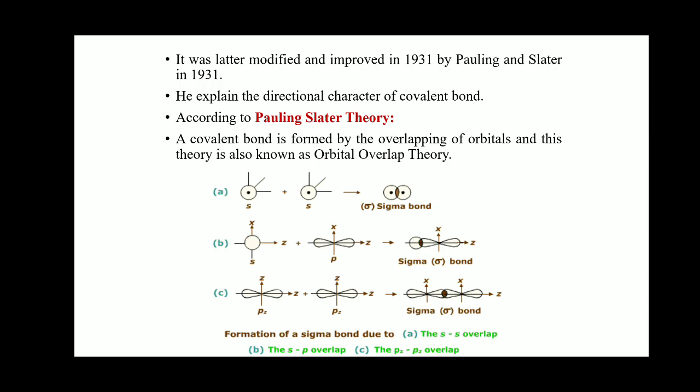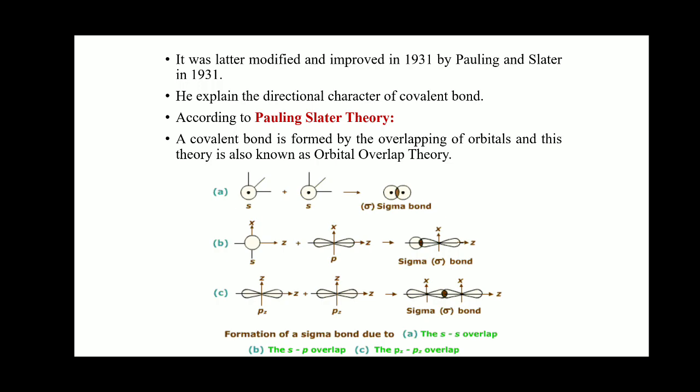Earlier it was said that sharing of electrons takes place to form a covalent bond. Now it was further modified by Pauling and Slater in 1931, and they explained the directional character. They said the covalent bond has a directional character. How is it directional? They said this covalent bond is formed by the overlapping of orbitals.